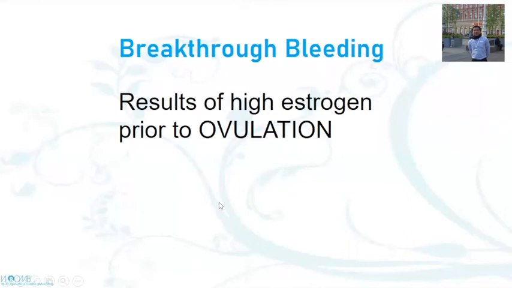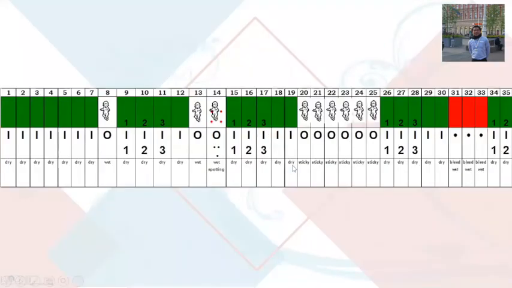Okay? So now let's go to the next one, the breakthrough bleeding. The breakthrough bleeding is the opposite of the withdrawal bleed. It is due to a high level of estrogen. No? Prior to ovulation, take note of prior to ovulation. Withdrawal bleeding can never happen during the day of ovulation, but it can take place before ovulation. This is normal, nothing to worry. No? It is a normal pattern.